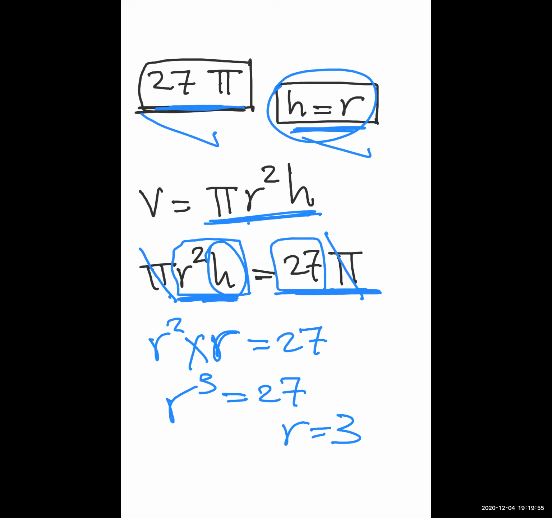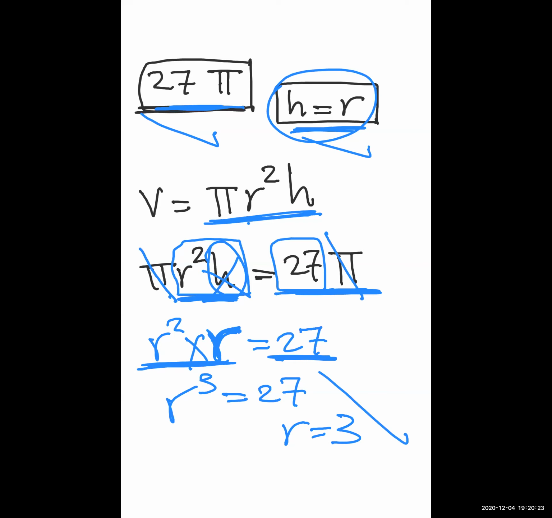But it's given in the question that the height equals the radius. So I removed h and I wrote here r, because the radius equals h. So now r to the power 3 will equal 27. So r will equal the cubic root of 27, which will equal 3. Now it's clear? Yes, clear. Thank you. Okay, great. Next question, guys, question 5a.